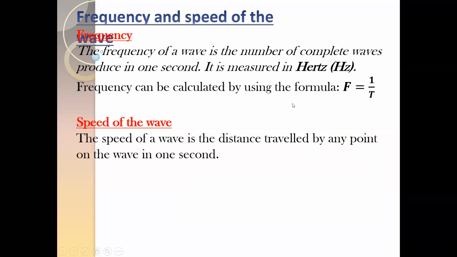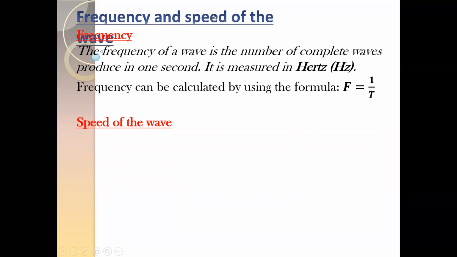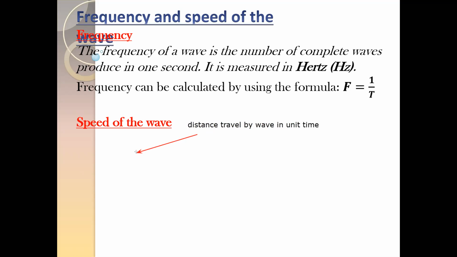Then how can we find the speed of the wave? The speed of the wave is the distance traveled by the wave in a specific time. So there are three formulas to calculate the speed of the wave. Speed is, and the wave does not accelerate. So the distance traveled by the wave in unit time, we call that speed. The speed of the wave has three formulas depending on the question.